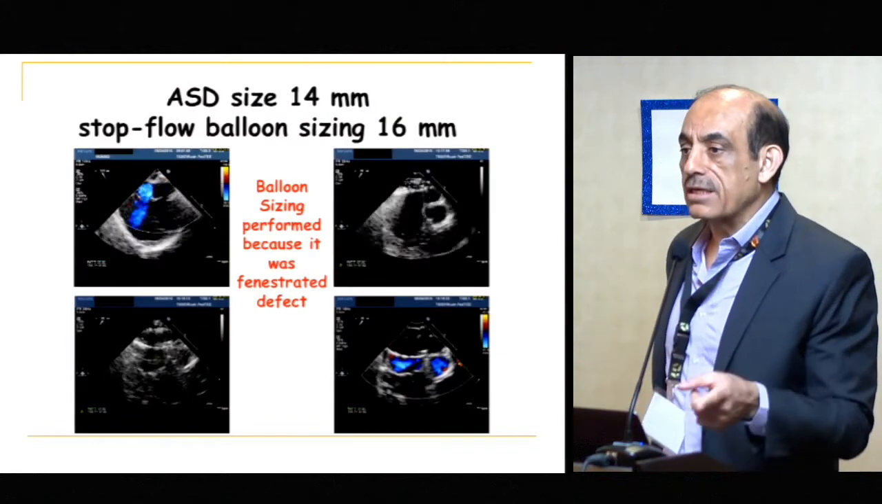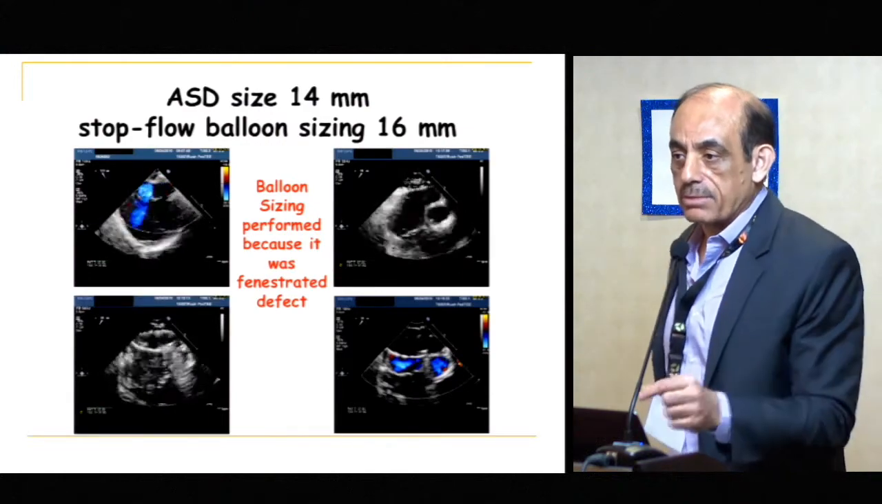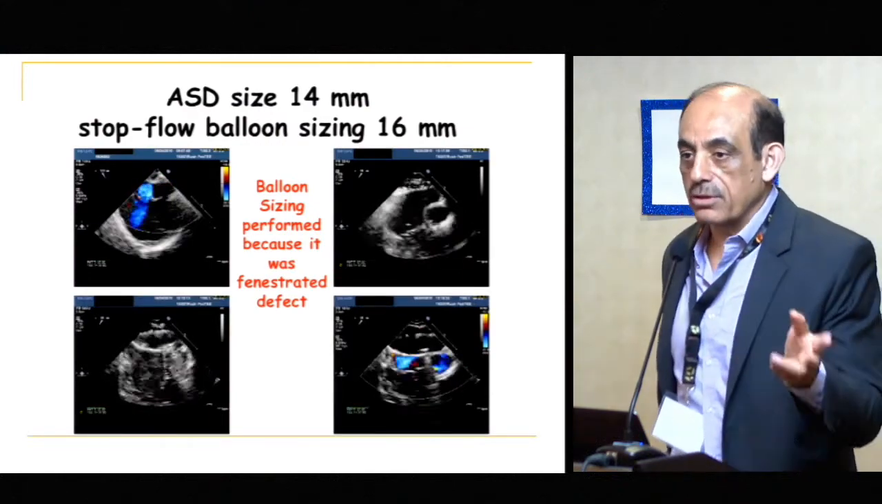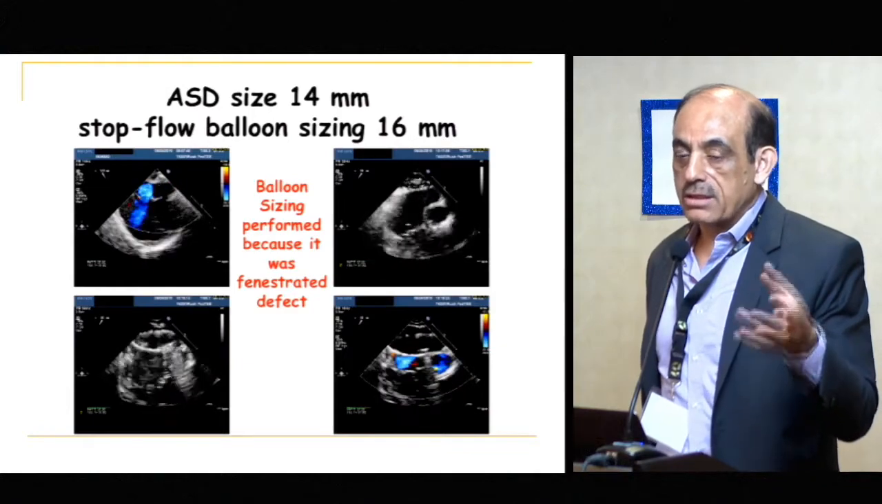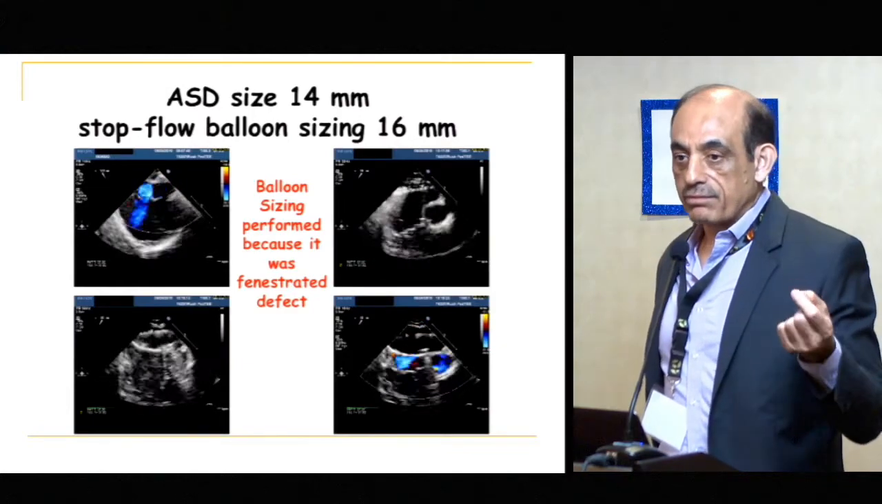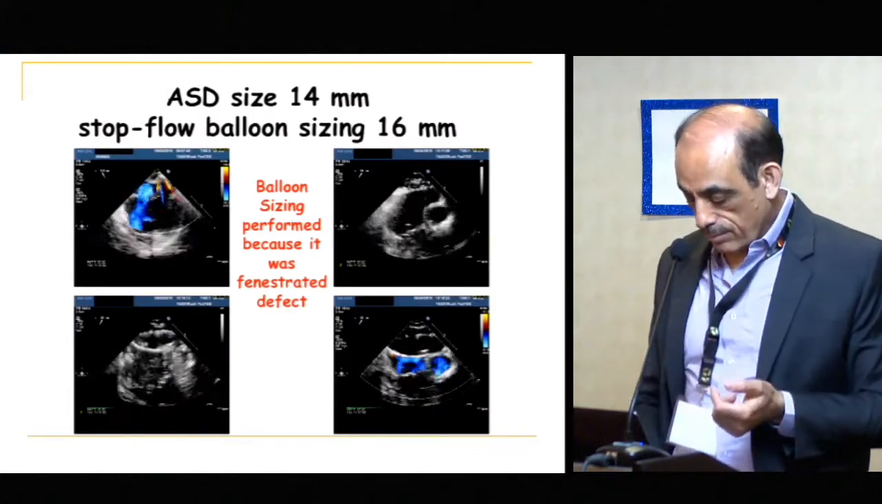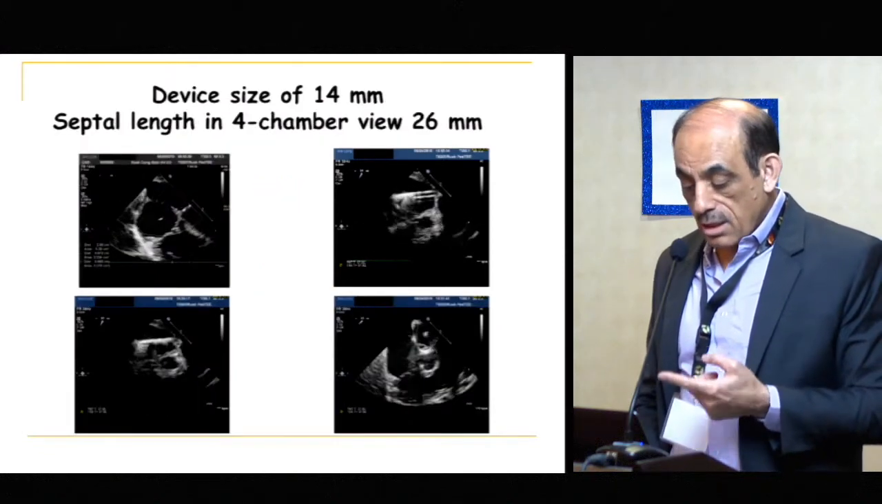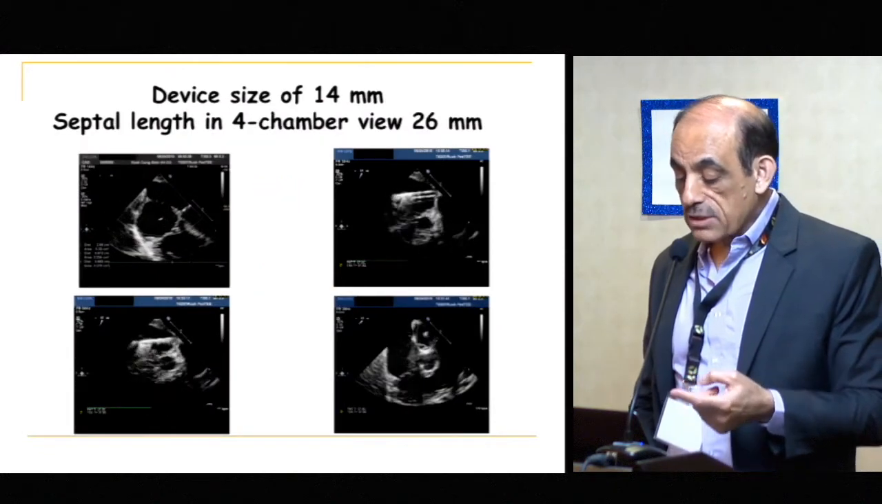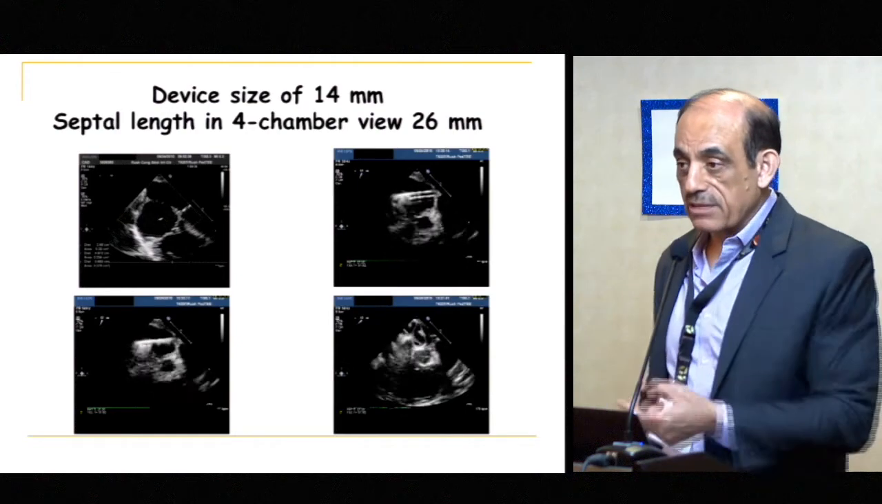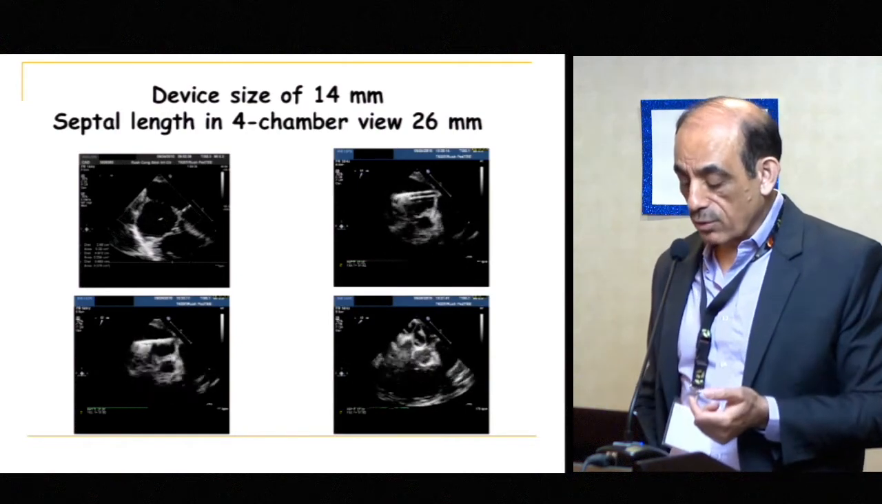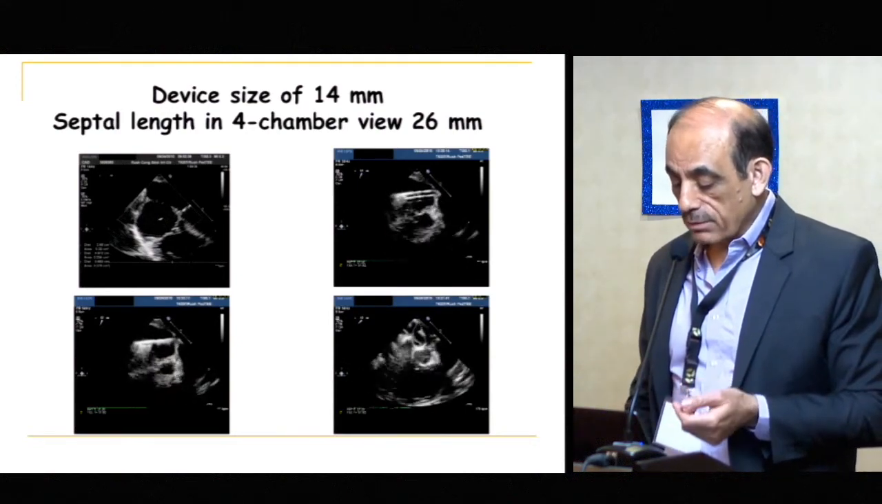We did balloon sizing here. I usually never balloon size. In this particular case, I did balloon sizing because it was a fenestrated ASD, to get what kind of oomph that fenestrated septum has. And then, if you notice, we place the device very, very deep. You can see actually the device coming. We used maybe less than a minute of fluoro at the most, and we were able to do the case.